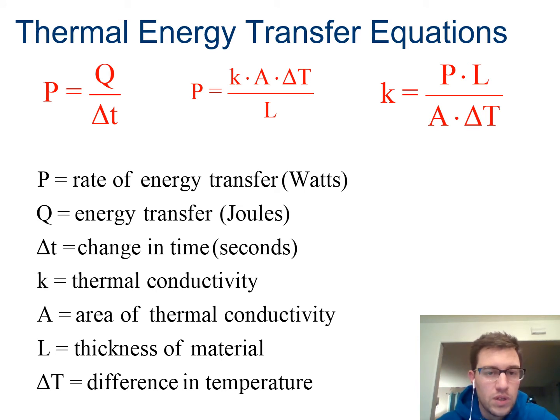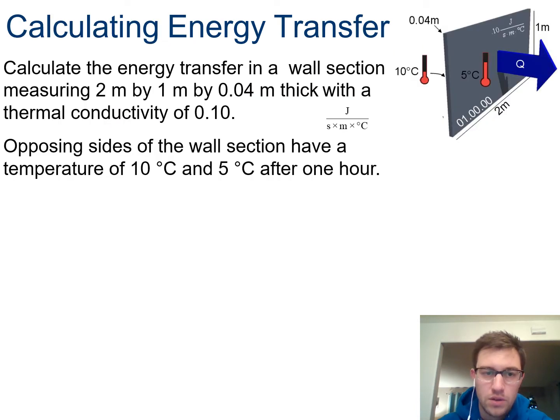It also can be written as KA delta T over L, where K is thermal conductivity, A is an area of thermal conductivity, L is the thickness of the material that's conducting heat, and delta T is the difference in temperature. Once again, K, thermal conductivity, is a material constant that's different for each material, and we'll talk about how to use that. So we need to calculate the energy transfer in a wall section that is measuring 2 meters by 1 meter by 0.04 meters thick with a thermal conductivity of 0.1.